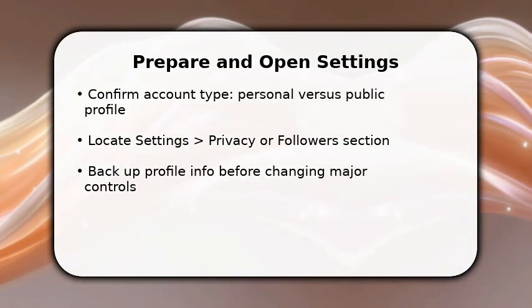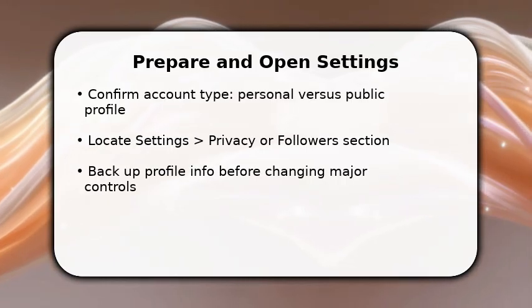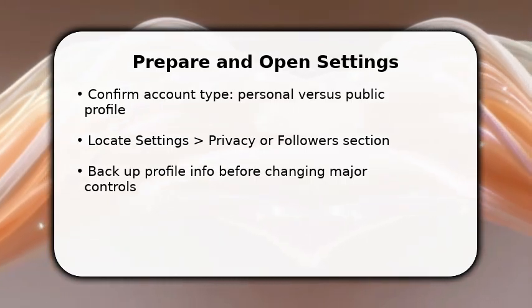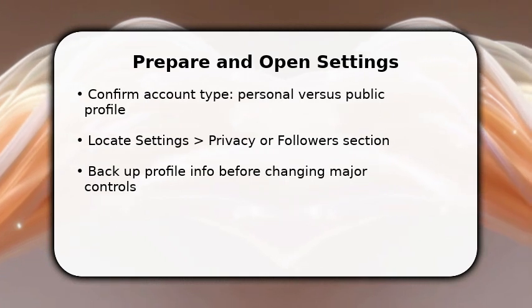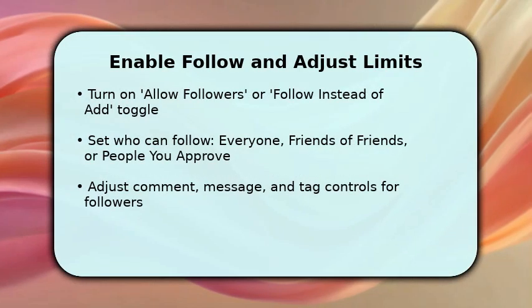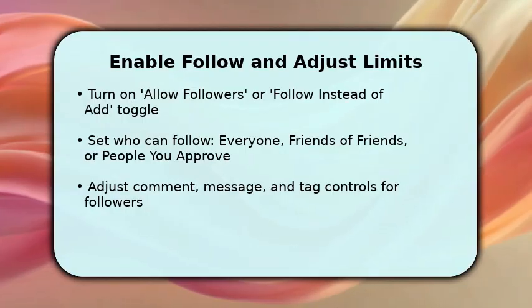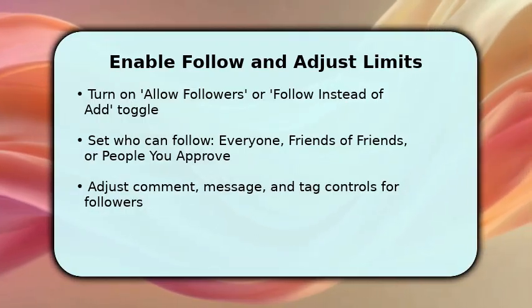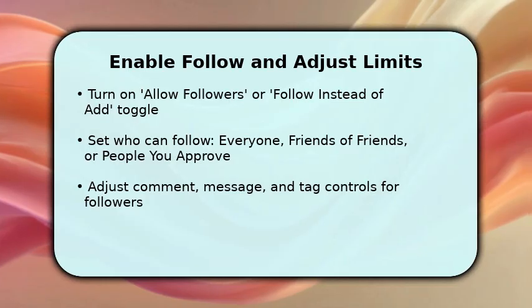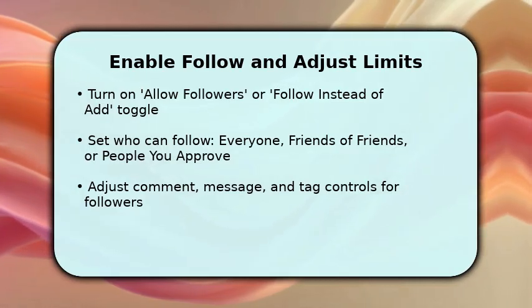Next, look for options labeled Follow, Followers, or Who can friend you so you can make the first change. Now you enable the Follow feature and adjust who can follow you. Once you toggle Allow Followers, choose the visibility setting: Everyone to maximize reach, or a tighter option to filter requests.